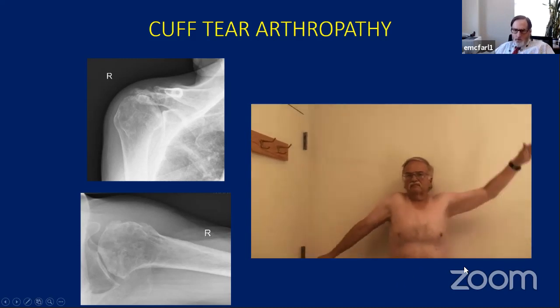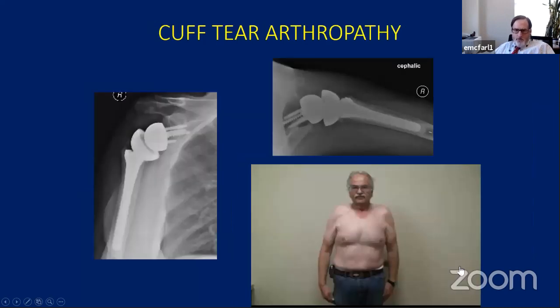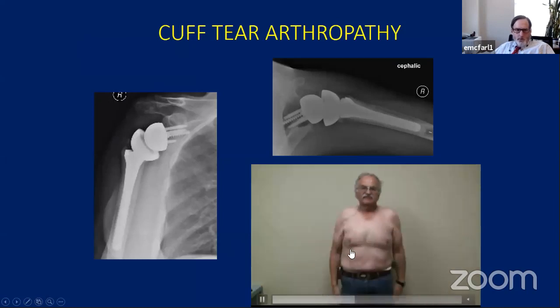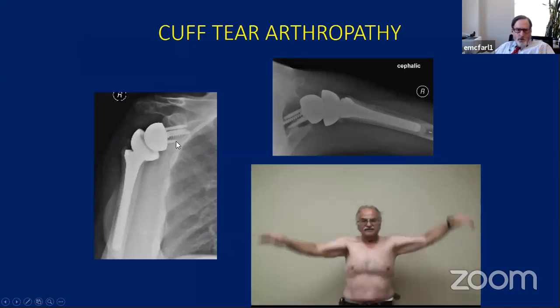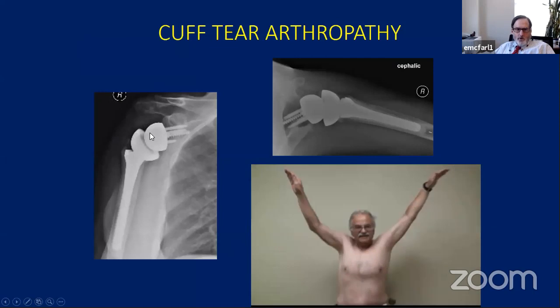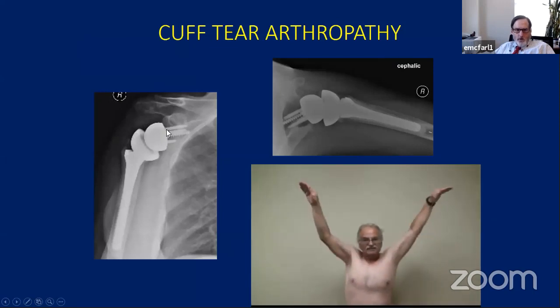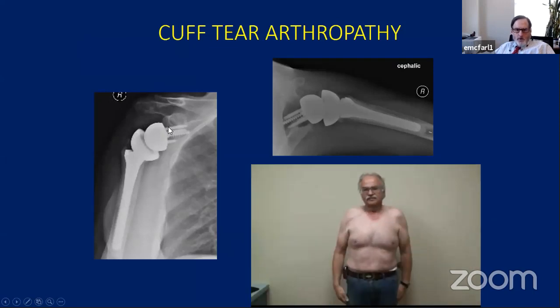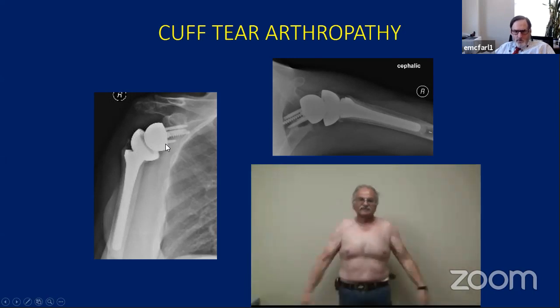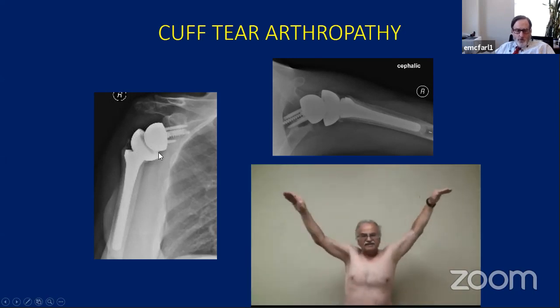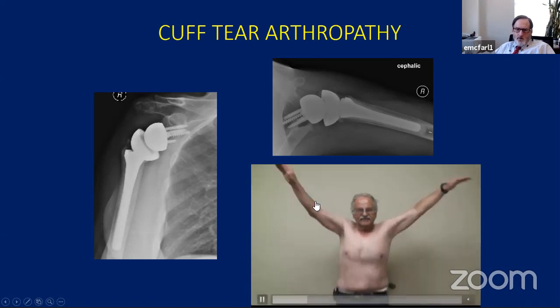So here he is, can't move his arm. And so this is what we put in. And again, you can notice that there's a little bit of inferior tilt of the base plate on the glenoid. We could only get 3 screws in here, actually 3 peripheral screws. But then here's his motion.